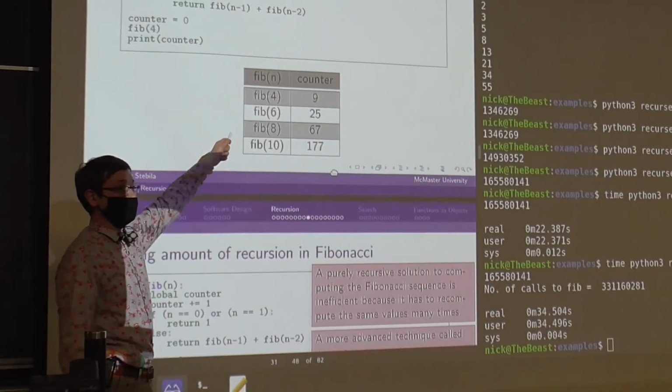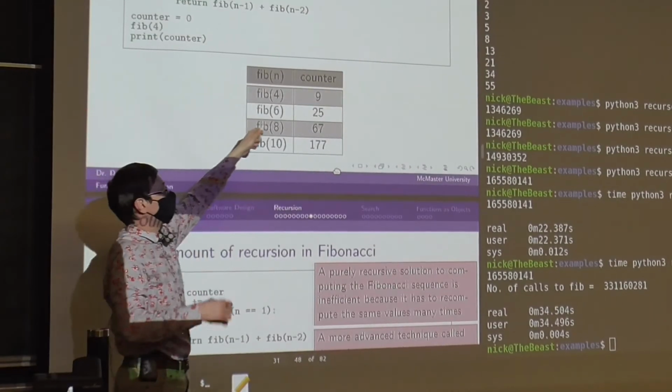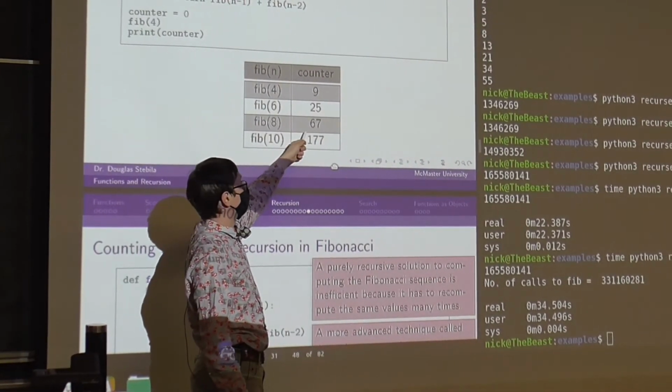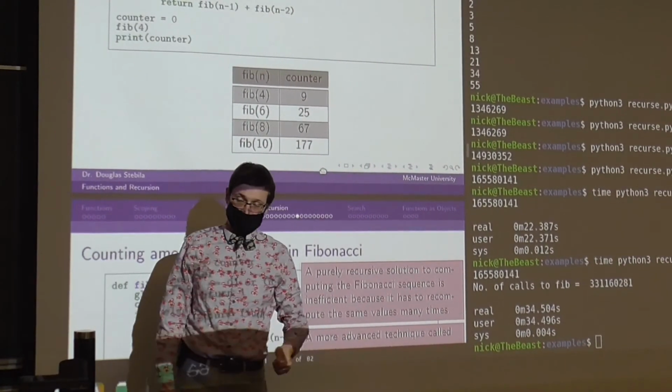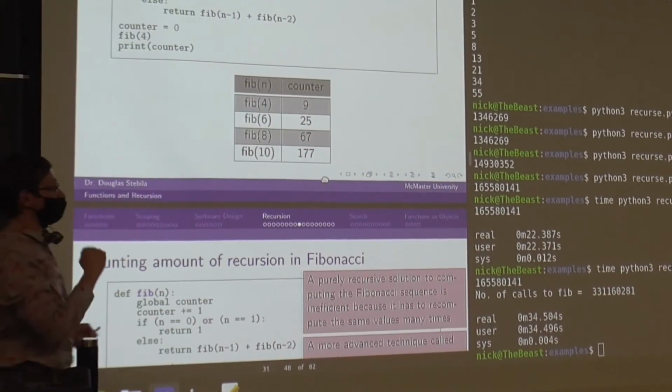So if you were to run this for some low numbers, right? Fib 4 only needs 9. Fib 6 is 25. Fib 8, 67. Fib 10, 177. You should be able to recognize exponential growth when you see it.